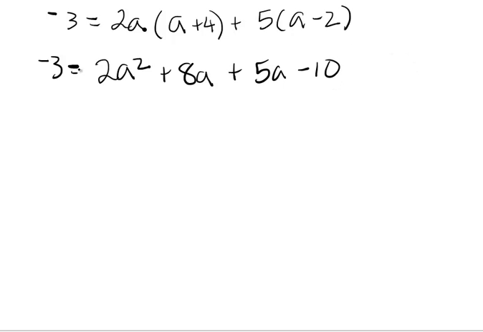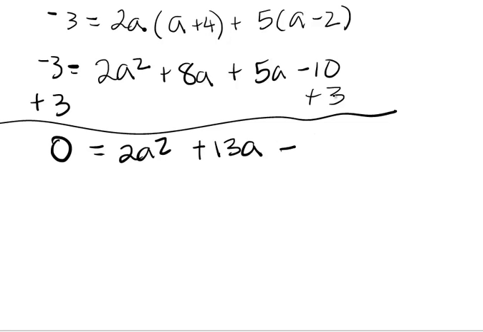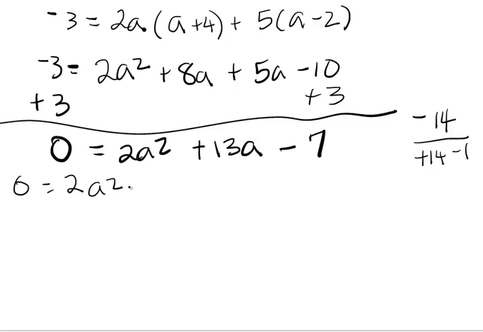So after I distribute, I combine like terms. So 0 equals 2a squared. 8a plus 5a is positive 13a, minus negative 10 would be negative 7. So now we're going to factor, and 2 times 7, it would be negative 14, and the factors of that would be, let's see, positive 14, negative 1. So I can do this. So 2a squared plus 14a minus a minus 7.